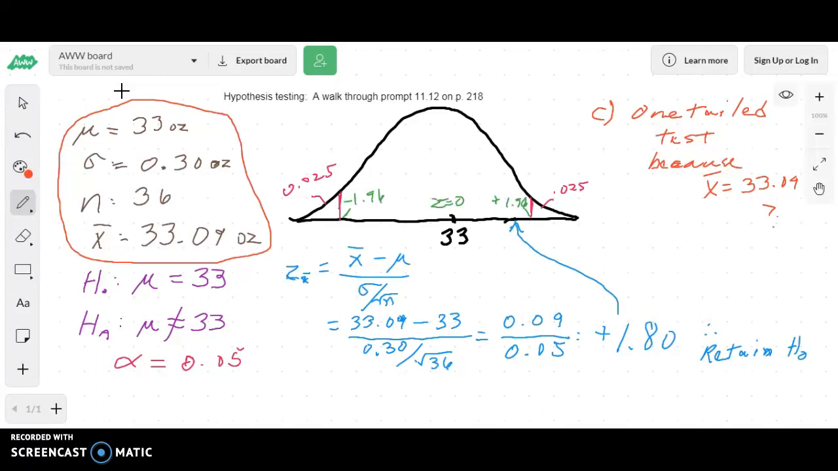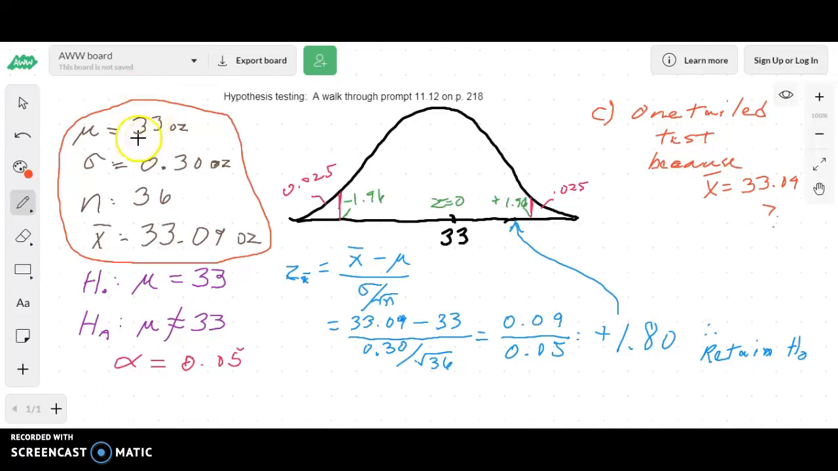Part B says, using the customary procedure, test the null hypothesis at the 0.05 level of significance. So the first key step with this is identifying what type of alternative hypothesis we're going to create. This is going to be a two-tailed test.